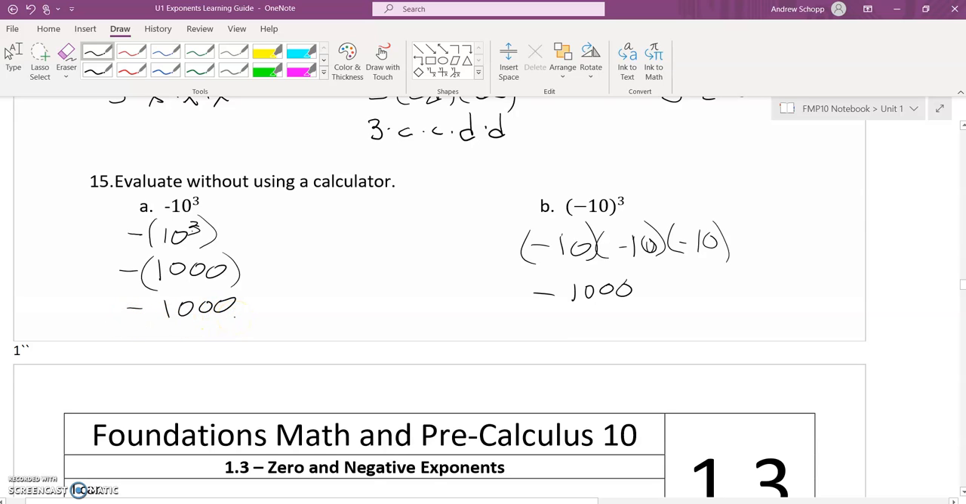And for b, negative 10 to the power of 3 is negative 10 times negative 10 times negative 10, which gives you negative 1,000.